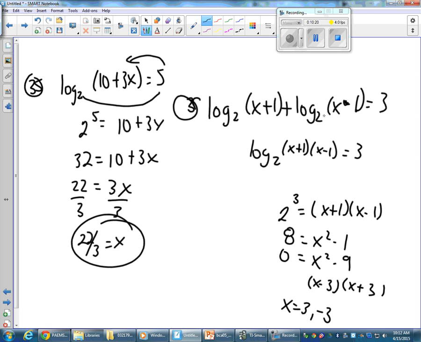But here's a problem. 3 is going to work because if I put 3 in, this would make this a 4 and it make this a 2, which will work. But if I plug in negative 3, I'm taking the log of a negative number, which I can't do. And you can try it on the calculator, but the only one that's going to work for this particular problem is going to be 3.